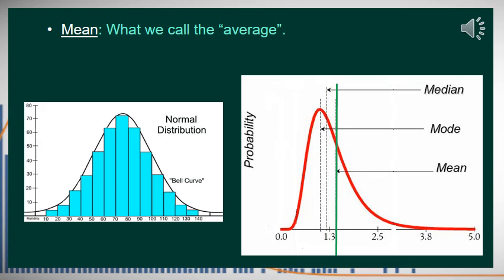The mean is what we call the average. So the mean is the sum of all the observations divided by the number of observations. If you look at the histogram on the left, it is totally symmetric. So the mean will be exactly at the same place as the median and the mode at 75. But when your distribution is skewed left or right, the mean is not at the center. It is further from the mode than the median is.